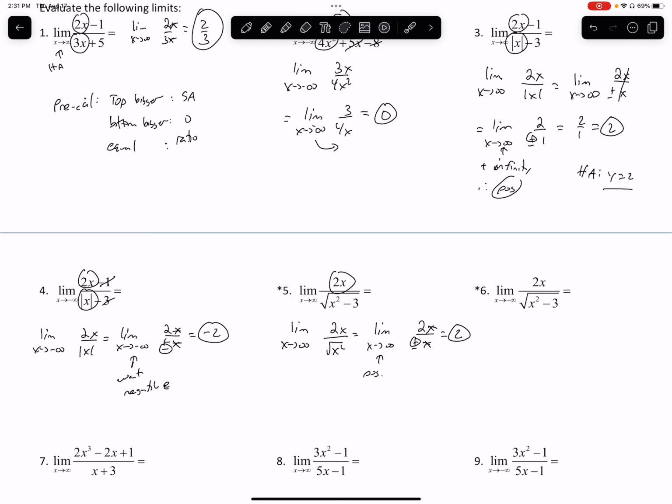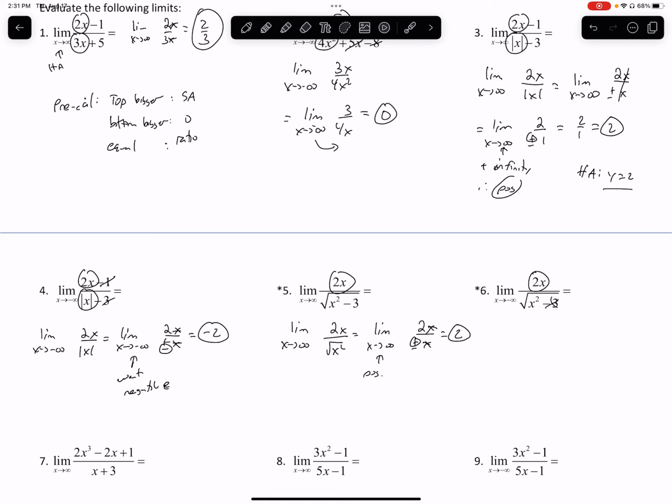Try number 6. Same thing. I only care about the 2x and the absolute value and the square root. I don't care about the minus 3 because x squared is so much bigger than a constant 3. Like if I have $3 and you have 100 squared dollars, you have way more money than me, so then that 3 really doesn't affect us much.